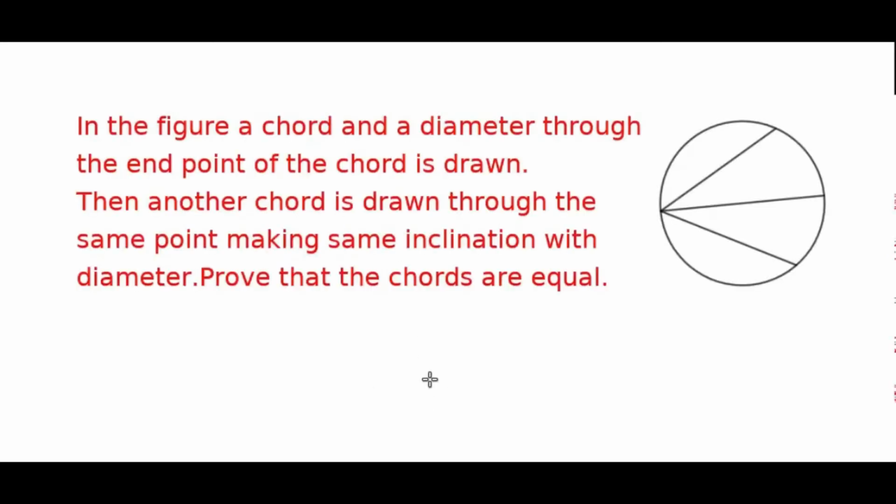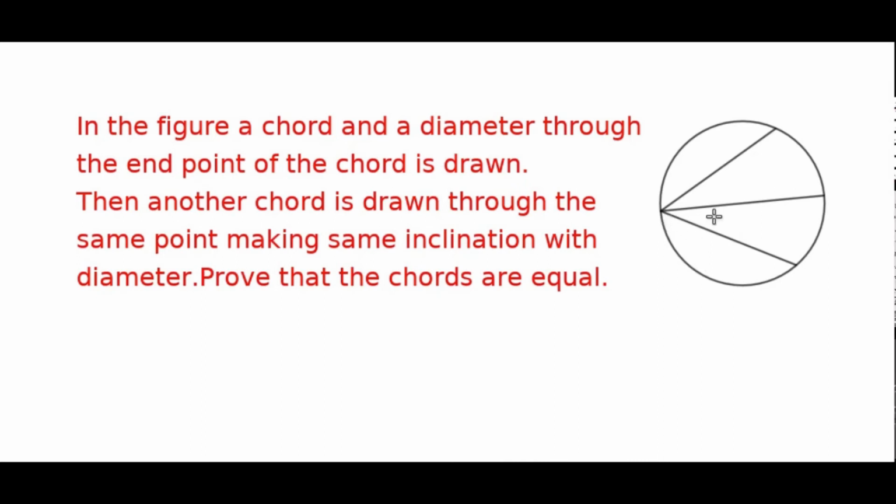Now, let us have one more problem. Read the question. See the figure. In the figure, a chord and a diameter through the end point of the chord is drawn. Then another chord is drawn through the same point making same inclination with the diameter. Prove that the chords are equal. Here, consider this chord.